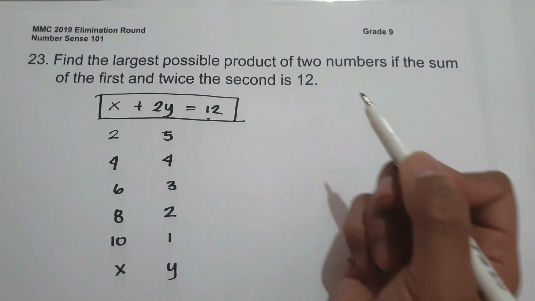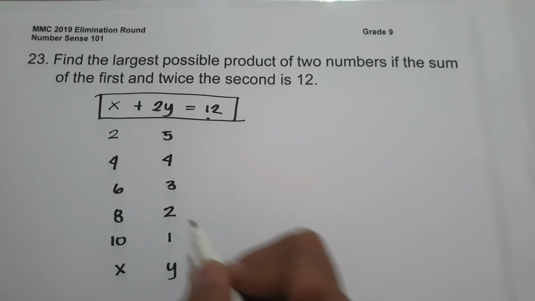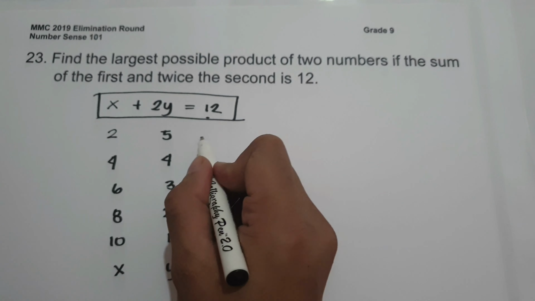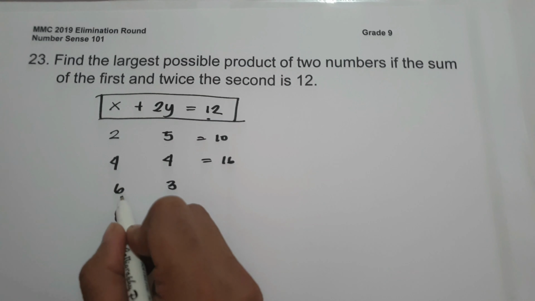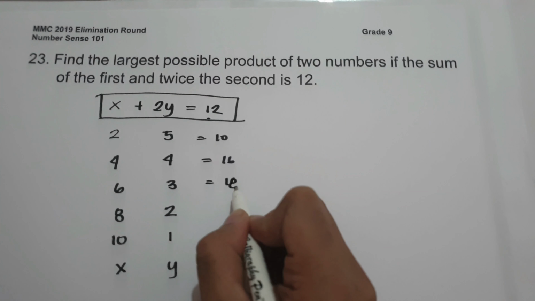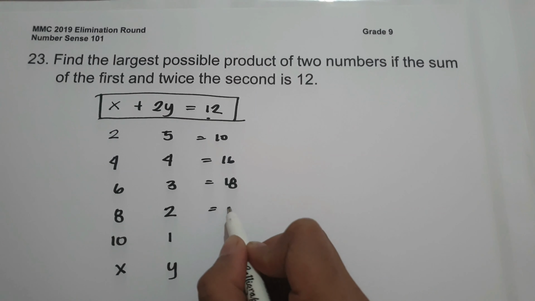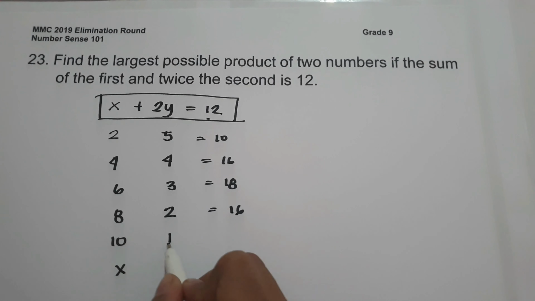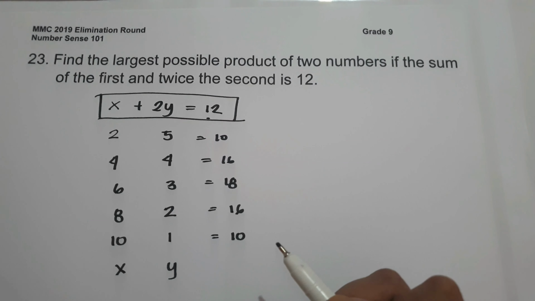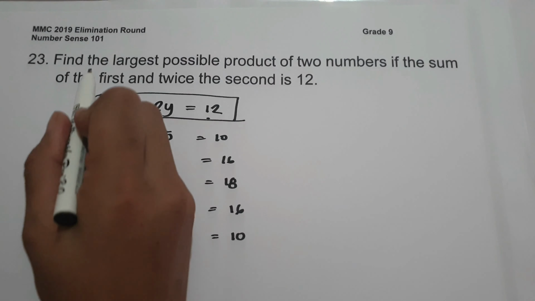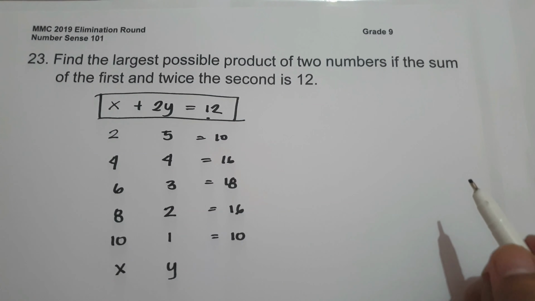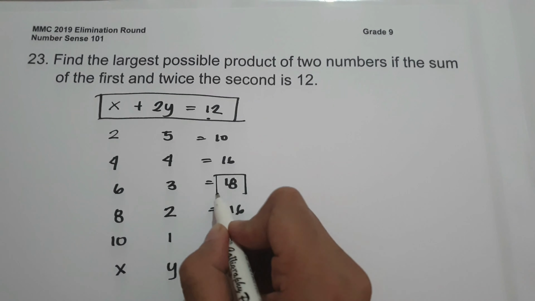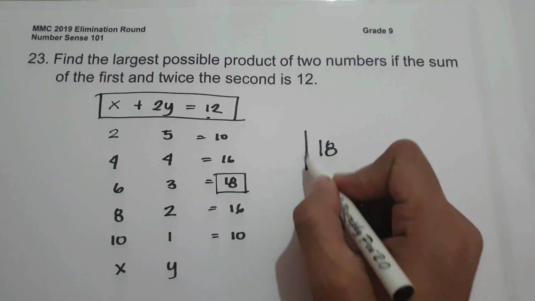Now, let us identify the product of these numbers. 2 multiplied by 5, that is 10. 4 times 4 is 16. 6 times 3, that is 18. And then 8 times 2, that is 16. 10 times 1, that is 10. So now the question here, find the largest possible product of two numbers. So the largest possible product is 18. So therefore, our answer is 18.